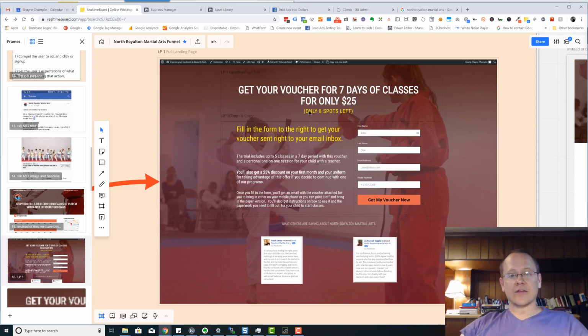Then I added a line that says only 8 spots left, and that's to create some urgency, to hopefully get them to sign up today, or increase the chance of them signing up today. Next, we give them a call to action to fill in the form to the right to get your voucher sent right to your email inbox. Basically, I'm helping to set the expectation of what's going to happen when they sign up, removing the fear of the unknown, the fear of risk.